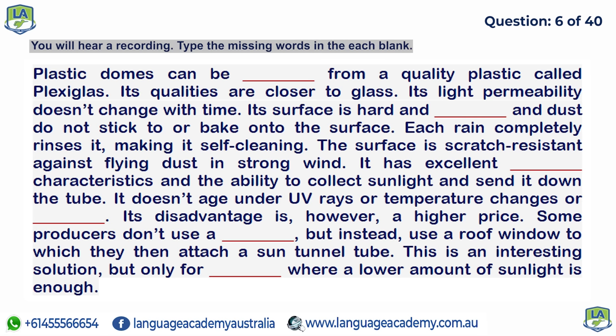It has excellent optical characteristics and the ability to collect sunlight and send it down the tube. It doesn't age under UV rays or temperature changes or moisture. Its disadvantage, however, is a higher price. Some producers don't use a dome, but instead use a roof window to which they then attach a sun tunnel tube. This is an interesting solution, but only for spaces where a lower amount of sunlight is enough.